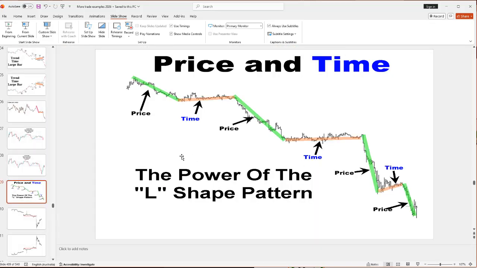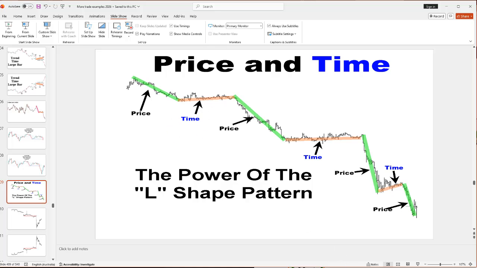So this is an example of what? This chart here is an example of the power of what I call the L-shaped pattern. I've coined this the L-shaped trading pattern, just to make it really simple. But here's the interesting thing. What is the L-shaped trading pattern? We've had a price phase coming down, the market's coming down. And then the market goes sideways. That's a time phase.